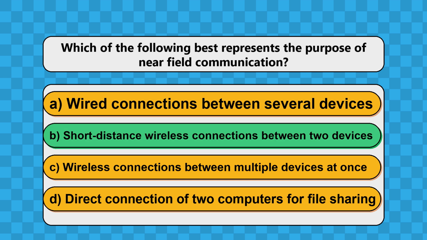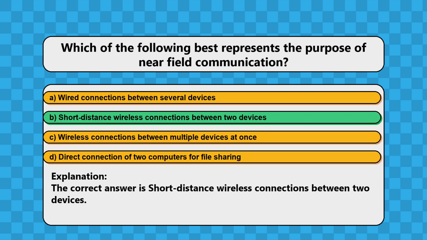The correct answer is option B, short-distance wireless connections between two devices.